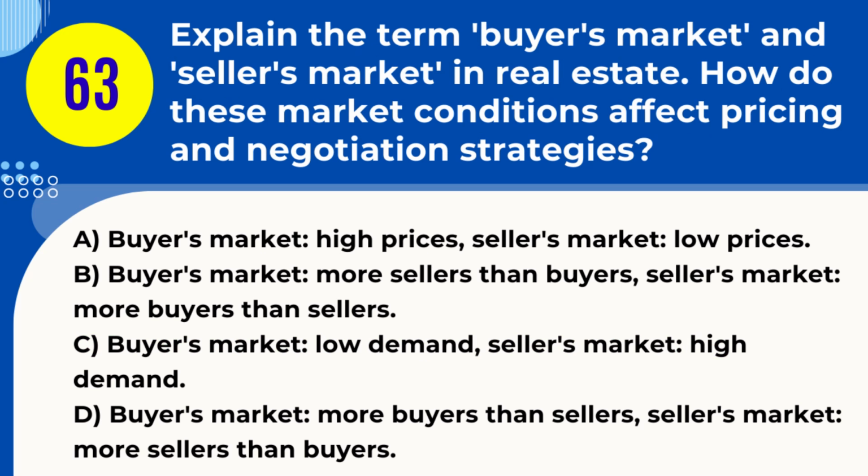Question 63. Explain the term buyer's market and seller's market in real estate. How do these market conditions affect pricing and negotiation strategies? A. Buyer's market: high prices, seller's market; low prices. B. Buyer's market: more sellers than buyers, seller's market; more buyers than sellers. C. Buyer's market: low demand, seller's market; high demand. D. Buyer's market: more buyers than sellers, seller's market; more sellers than buyers.